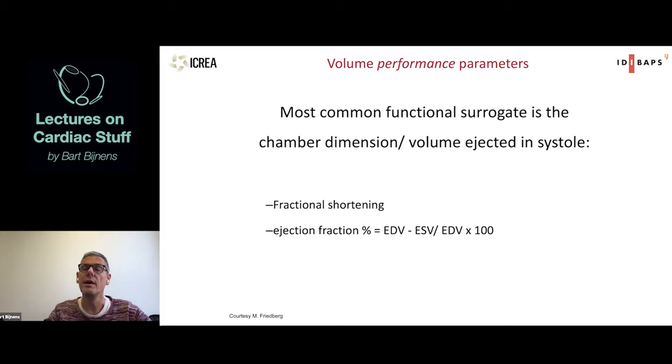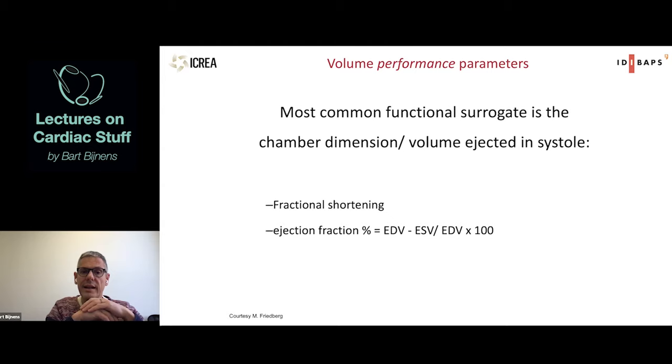But what we often do, in order to look at the functioning of the heart or how well this ejection is taking place, is look at the percentage of change, the percentage of volume that is being pumped out with every heartbeat. And that's called the ejection fraction.